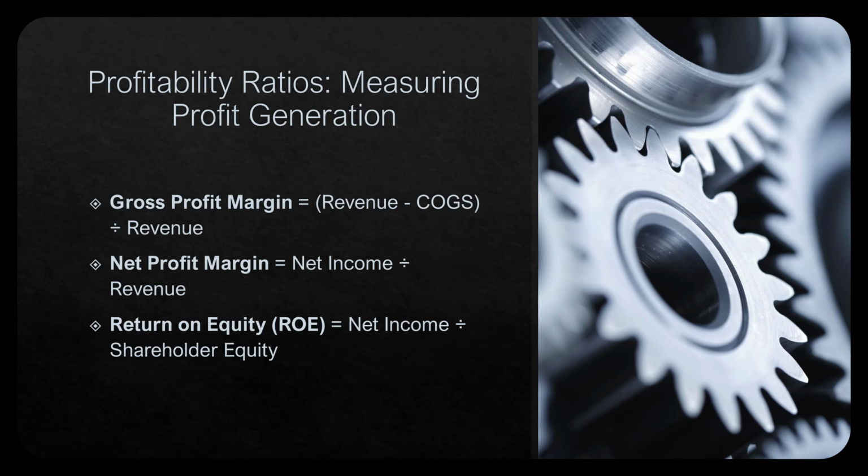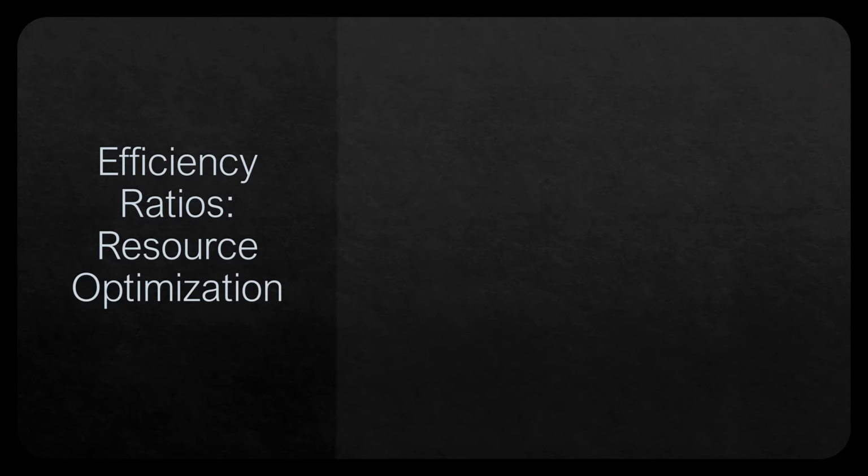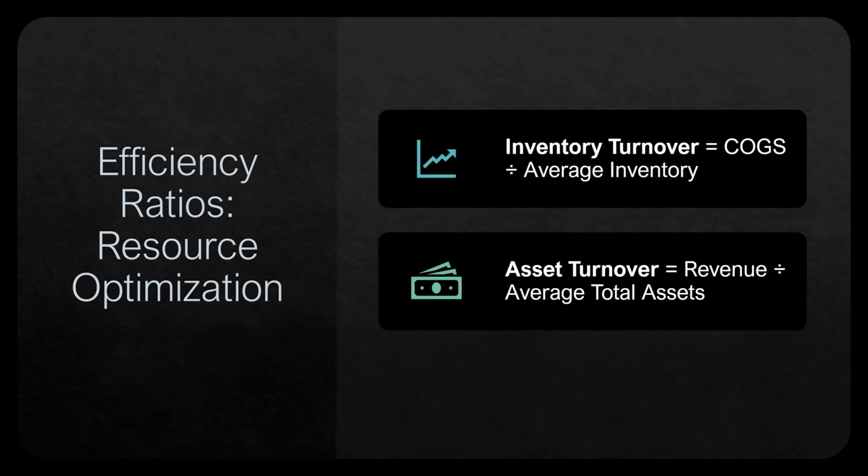So, going on to efficiency ratios, resource optimization. Efficiency ratios focus on how well a company uses its resources. Who would have thought? We have two main ratios here: inventory turnover. That's a tongue twister for me. Which measures how quickly a company sells its inventory.